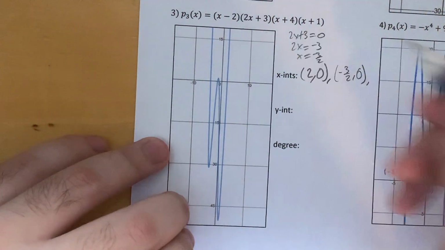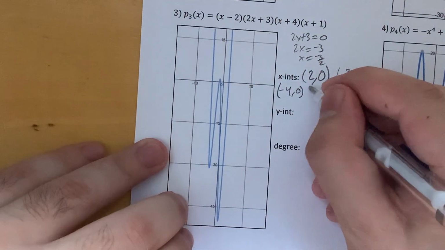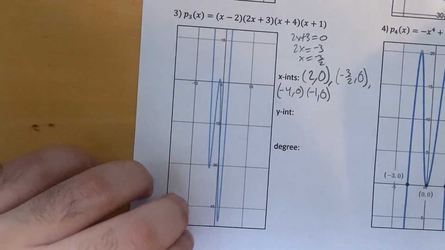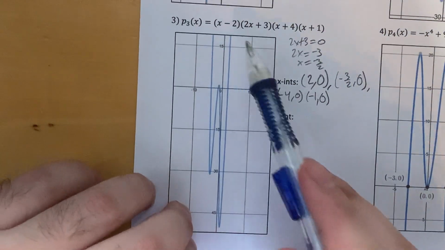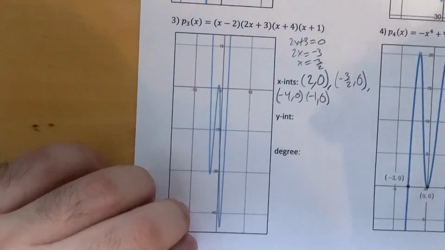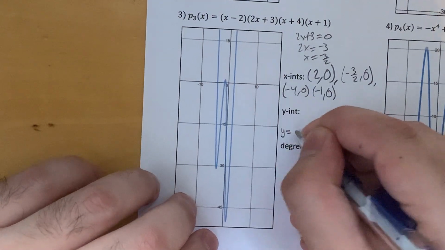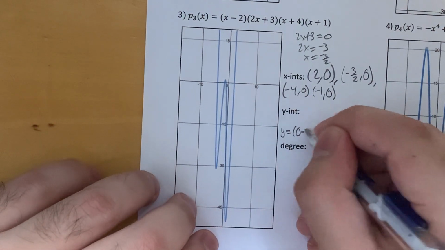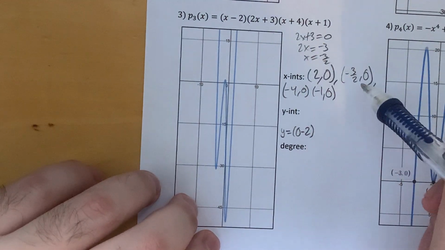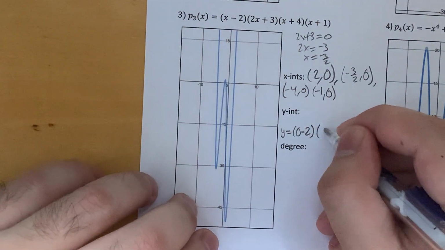And now, x plus 4. Negative 4, 0. X plus 1. Negative 1, 0. Now let's do the y-intercept. Since I've already written it, just plug in a 0 for all the x values. I'll do it here, I'll do it down here. Since I used this to find the x-intercept for 2x plus 3. So 2 times 0 plus 3.